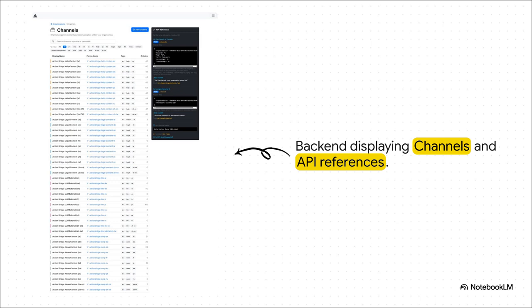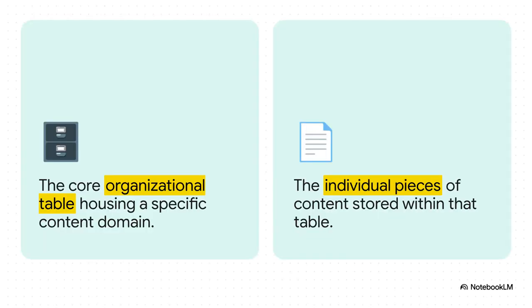But here's the really cool part. Look over at the right side of the screen. OmniCon features this built-in API reference payload. The second you create or view a channel, the system instantly generates the exact JSON request body that you or an AI would need to call that data via the Headless API or MCP. It is unbelievably efficient.